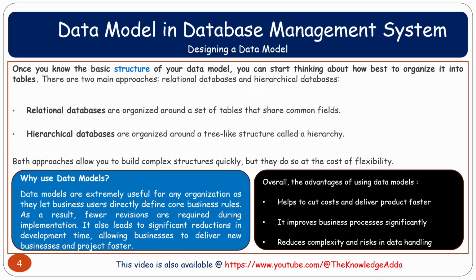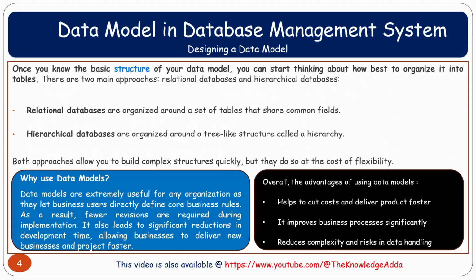So once you know the basic structure of your data model, you can start thinking about how best to organize it into tables. There are two main approaches: relational databases and hierarchical databases. Relational databases are organized around a set of tables that share common fields, and hierarchical databases are organized around a tree-like structure called a hierarchy.